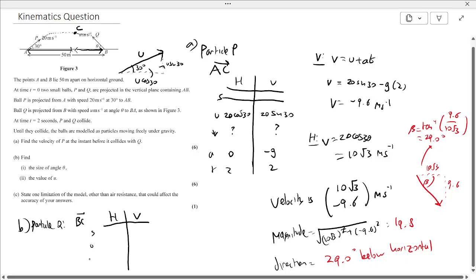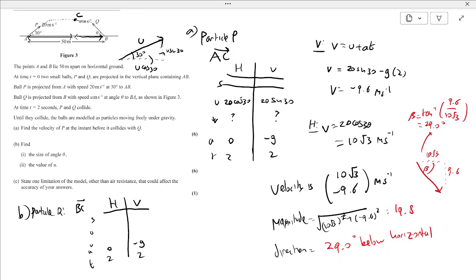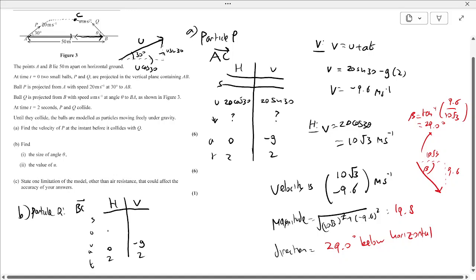S, U, V, A, and T. So I don't know my displacement. What do I know? I know my time, 2 seconds, both of them. I know acceleration always. U is just U cos theta and U sin theta, right? And nothing else. The trick, and I could just tell you the answer, and you can say, oh yeah, it makes sense, I know how to do that. But you need to be able to do this yourself in an exam.